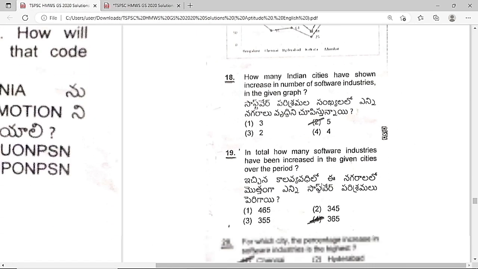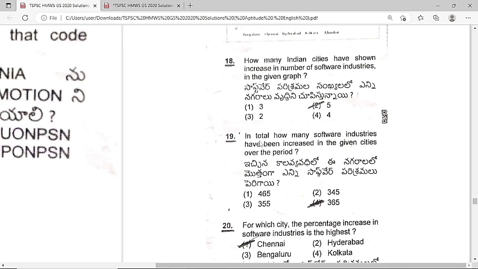So now let's discuss the other question, which is: in total, how many software industries have increased in the given cities over the period? So basically in this question, they're asking in total how many software industries have increased in the given cities over the period. What is the meaning of this?